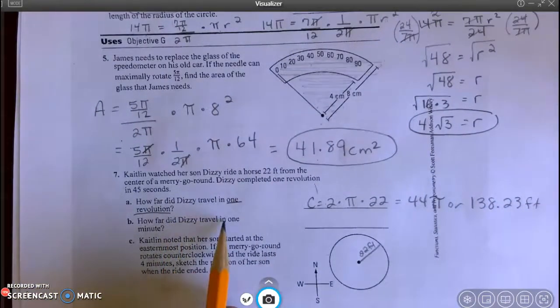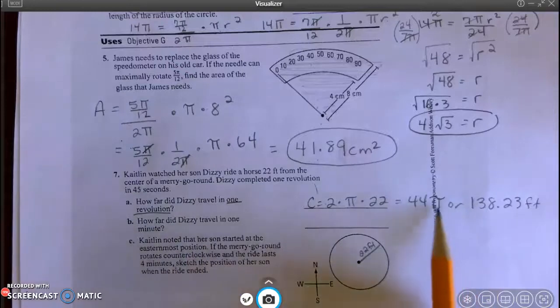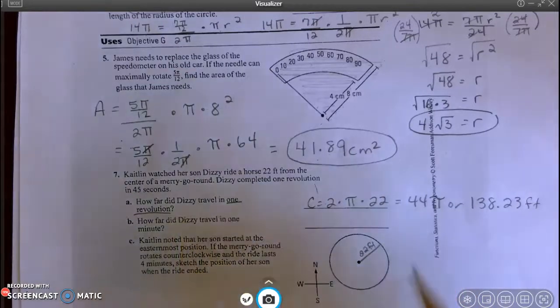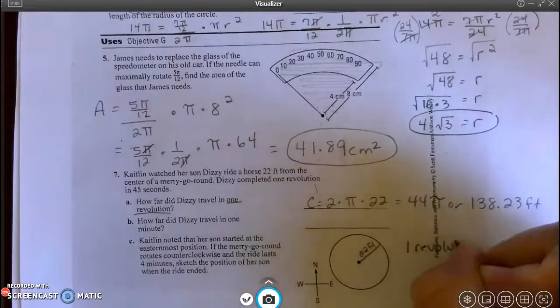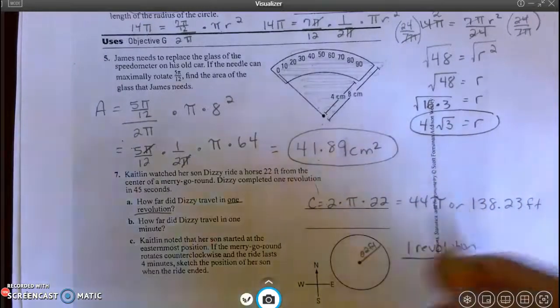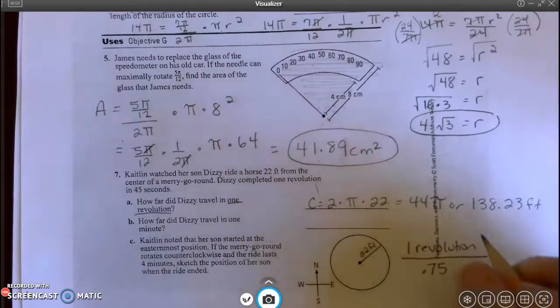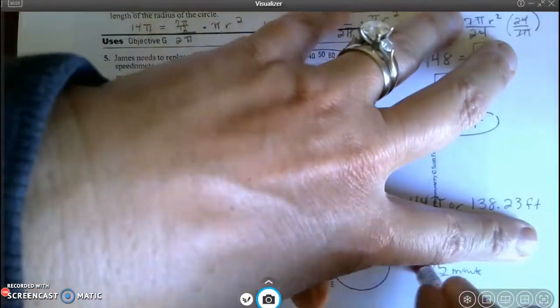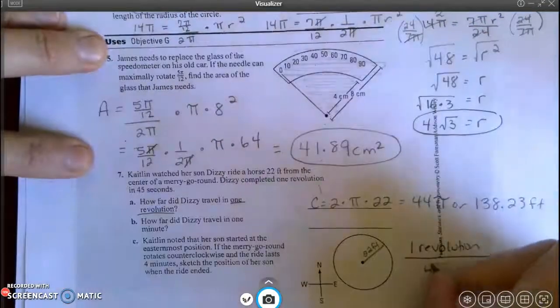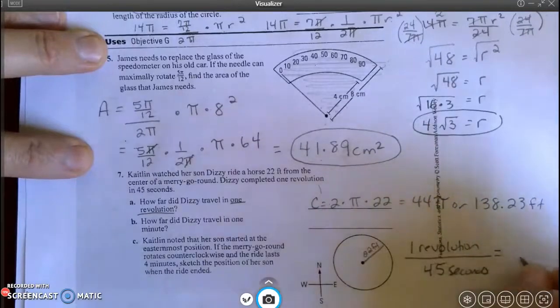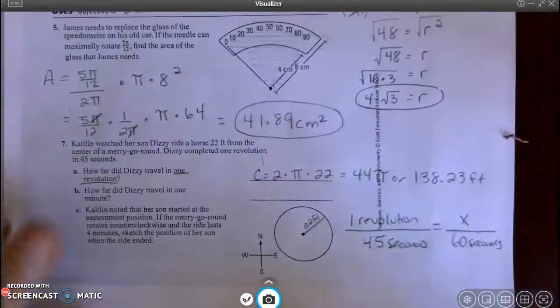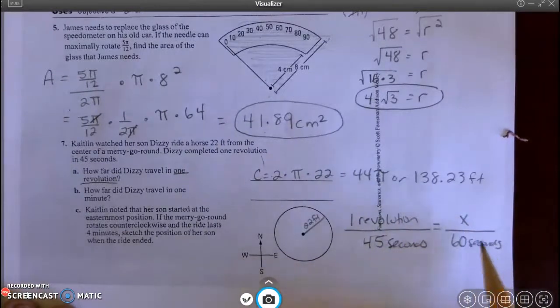How far did Dizzy travel in 1 minute? Well, I've got to figure out every time Dizzy goes around, it's 44 pi. So how many revolutions are in 1 minute? Well, if it's 1 revolution in 45 seconds, and 45 seconds is 0.75 minutes. Or, you know what I could do? I can leave it as seconds. 45 seconds. How much of a revolution do I do in 60 seconds? Think of it that way. 1 revolution in 45 seconds is how many revolutions in 60 seconds?